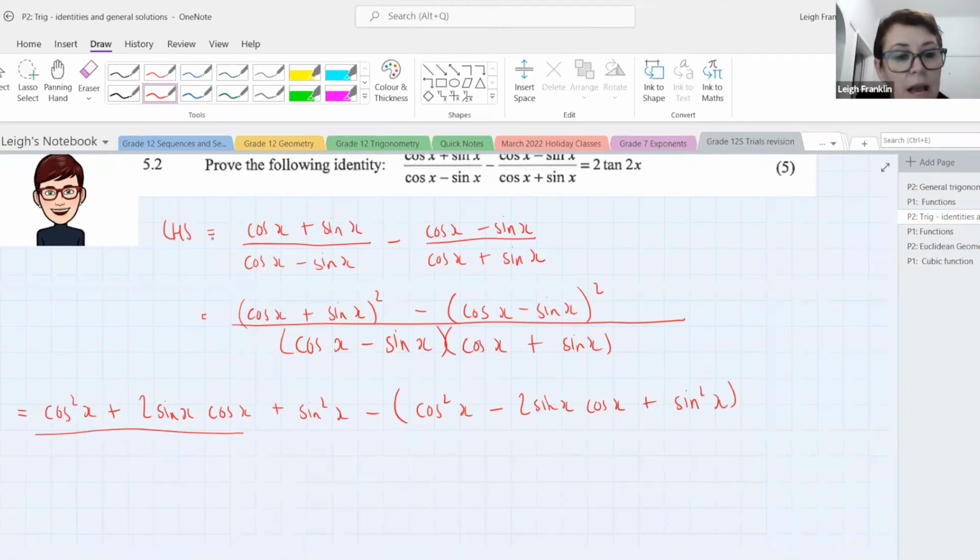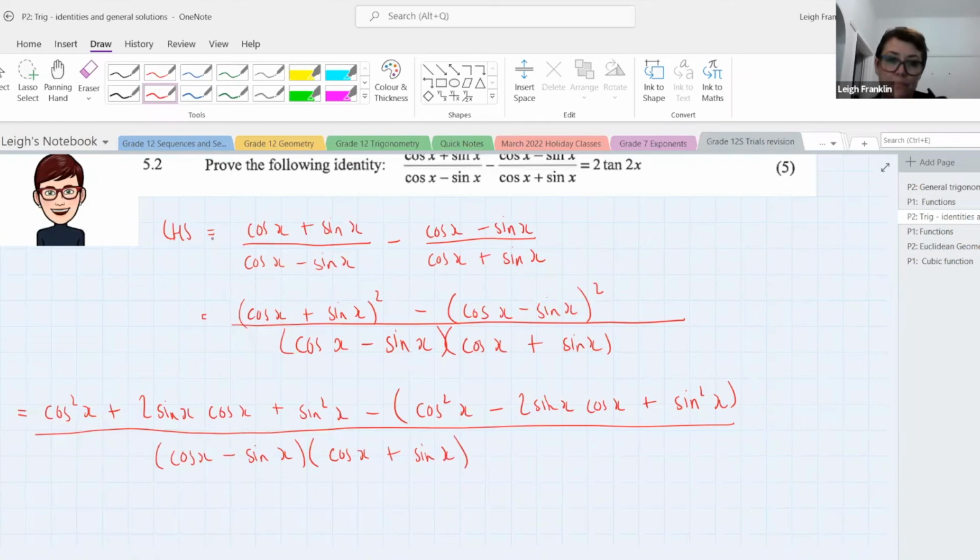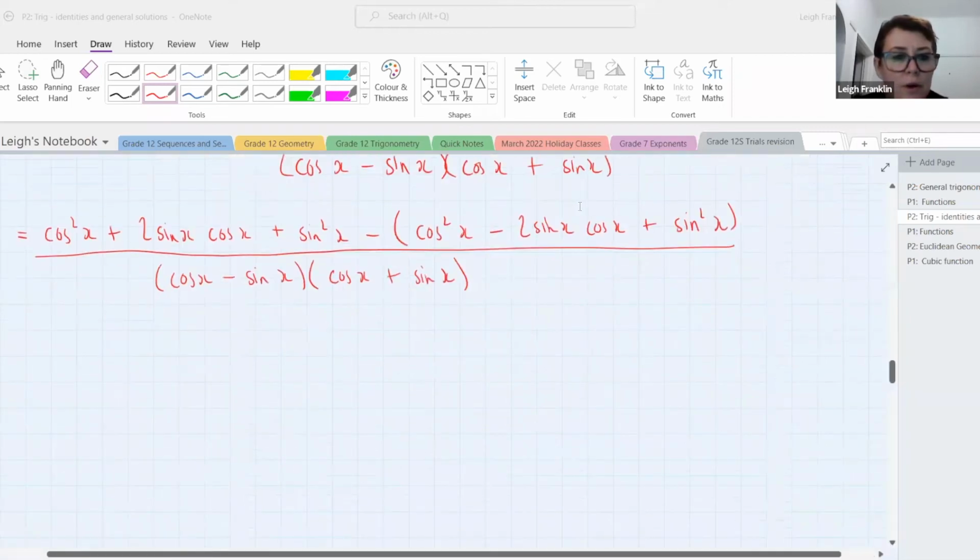Okay, is everybody happy with where the numerator comes from? Are there any questions about that before we move on? Oh, well done, Mohammed. Understood. Okay, all right, good stuff.